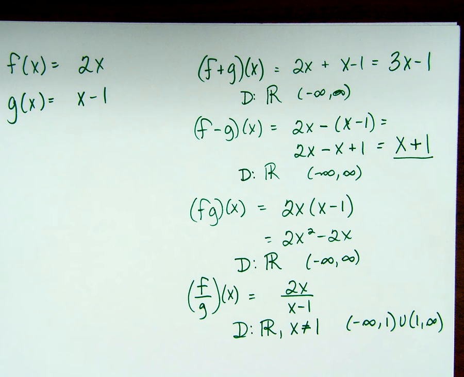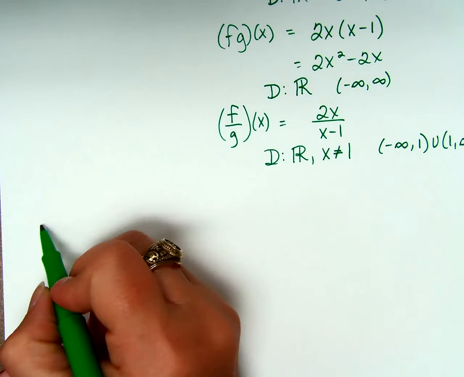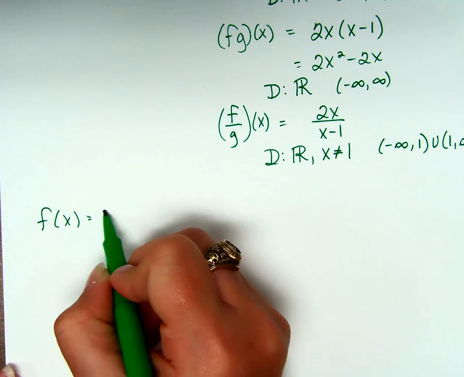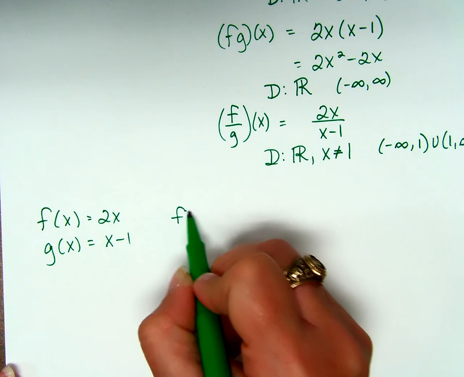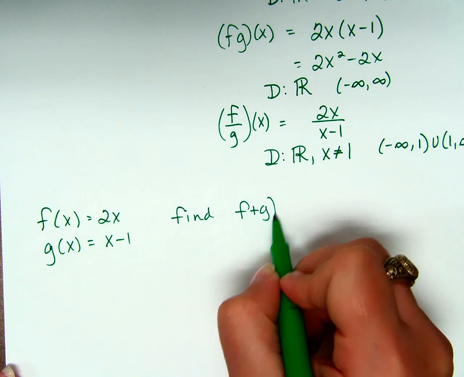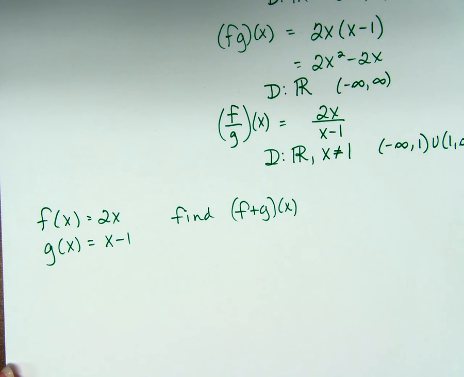Any questions about that? So what would the question look like after this? It'll say f of x equals 2x, g of x equals x minus 1, find f plus g of x. So then we use the adding one? Mm-hmm. Yeah. Let me see if I can find one real quick that makes sense.